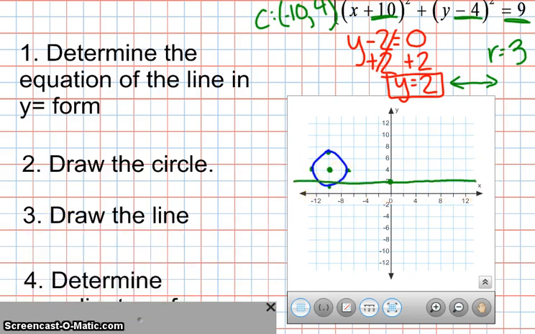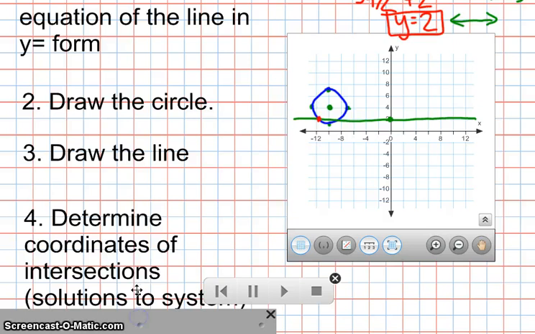The last thing we're going to do is determine the coordinates of the intersections or solutions to the system. And as you can see, there are 2 of them. There's one about right there and one about right here. So we have 2 solutions or intersections here for our graph.